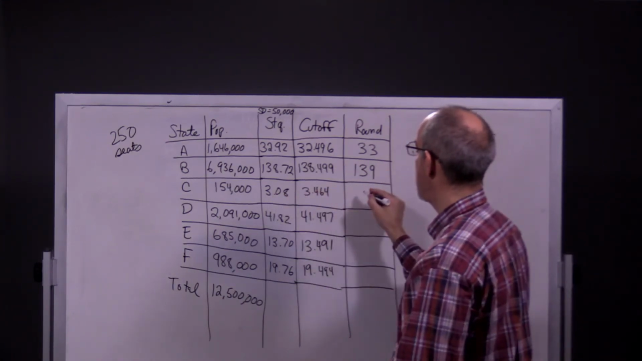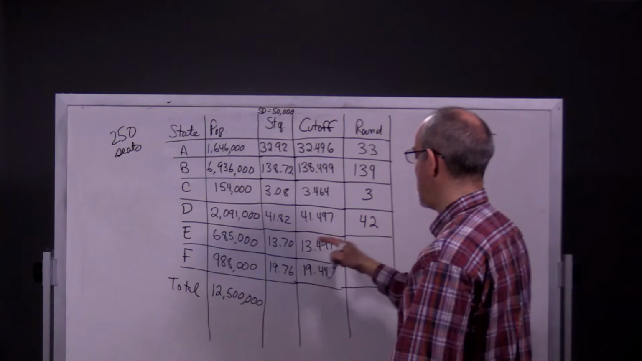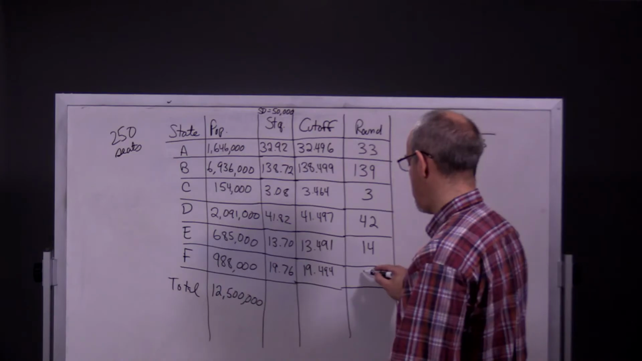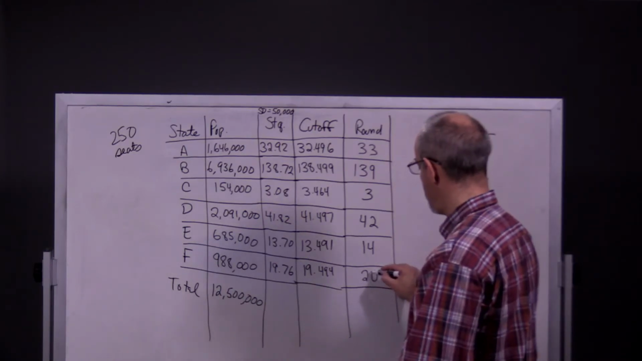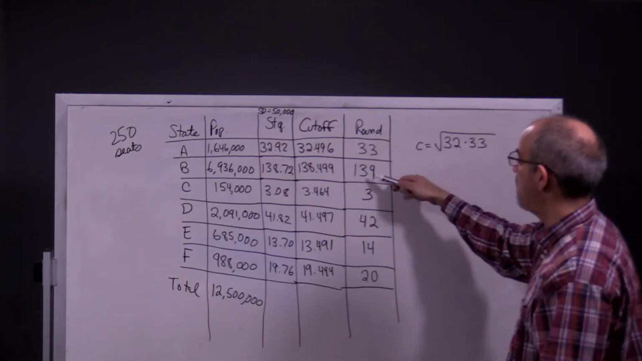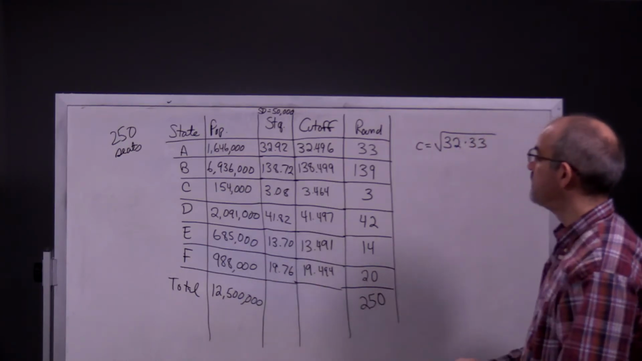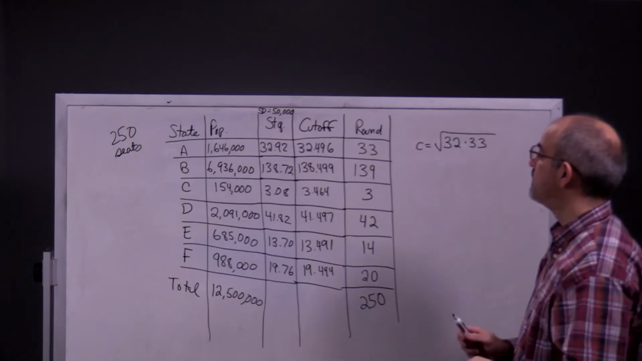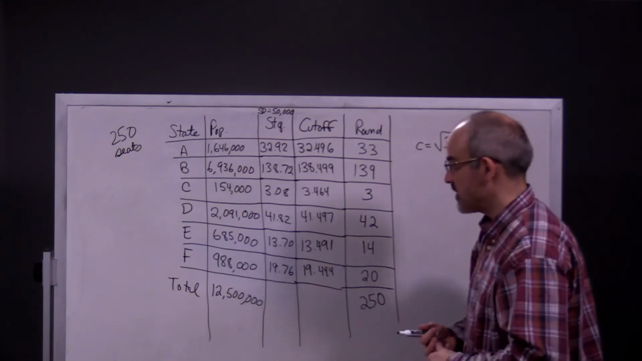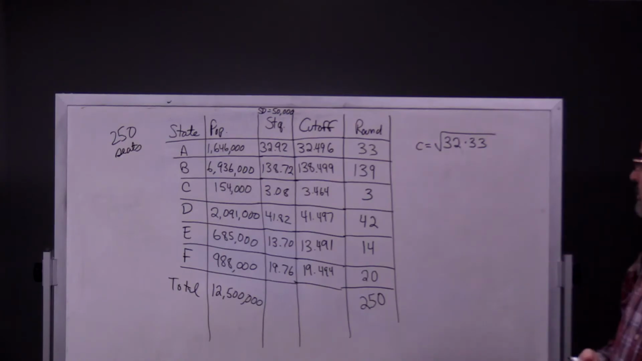This number is smaller than that, so you go down. This number is bigger, so you go up. This is bigger, so you go up. Bigger, so you go up. So what happens here if you add all these up? You get exactly 250. So this works. We don't have to tweak the divisor. The standard divisor was a suitable divisor.